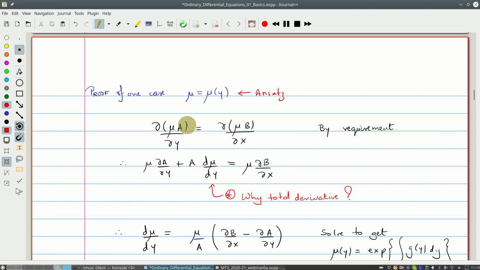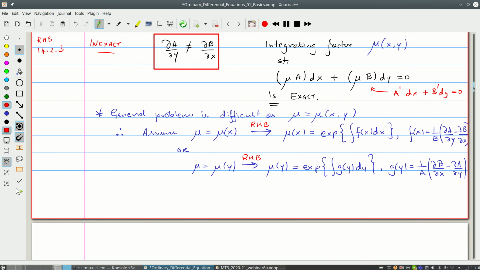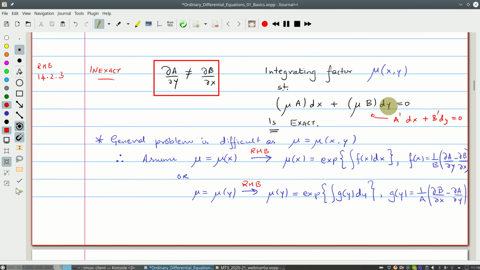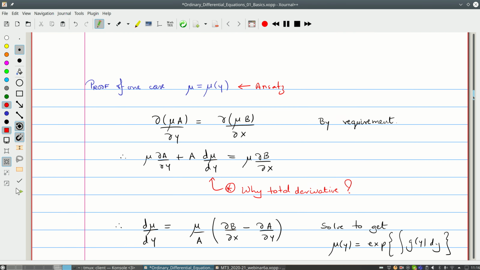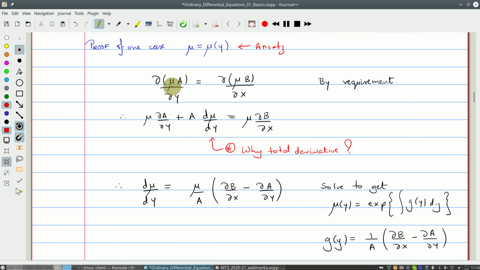So here's the idea then. We're going to be choosing mu such that our differential equation, which is multiplied by mu, becomes exact. And that means the partial of a prime, where a prime is mu times a, with respect to y will be equal to the partial of b prime with respect to x. That's what I've written down here. So the partial of mu times a with respect to y is equal to the partial of mu times b with respect to x. And this is our requirement. Now we know that mu is a function of y only.